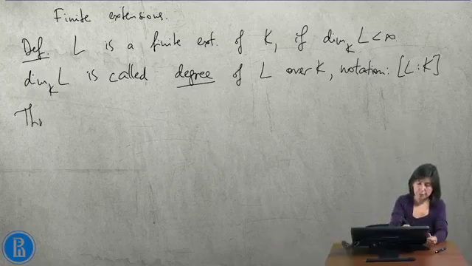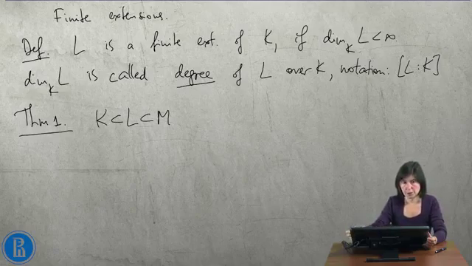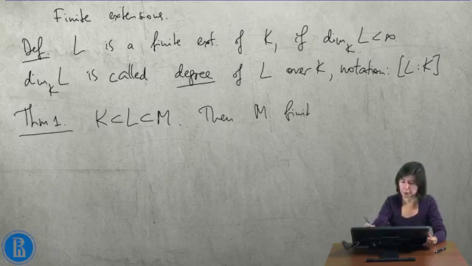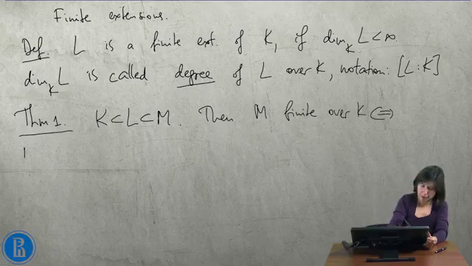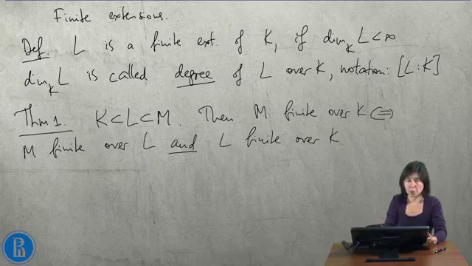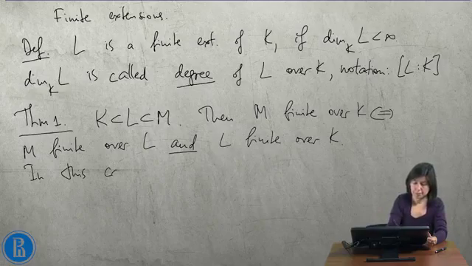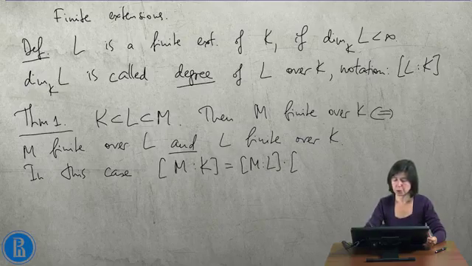Let me prove a theorem. Suppose L is an extension of K and M is an extension of L. Then M is finite over K if and only if M is finite over L and L is finite over K. Moreover, in this case, the degrees multiply. The degree of M over K is a product of the degree of M over L and the degree of L over K.